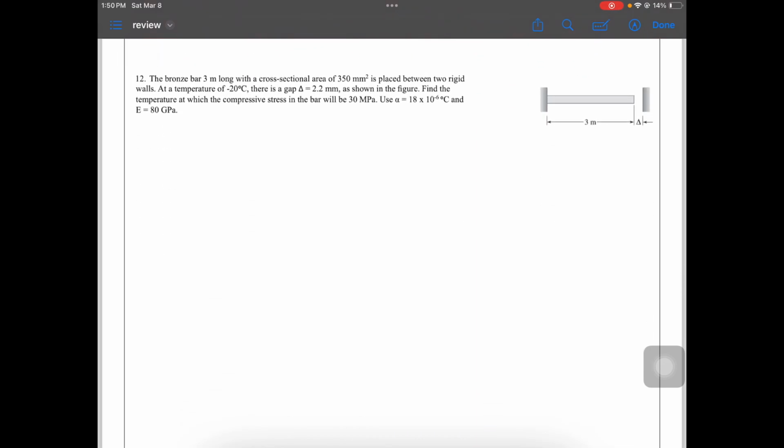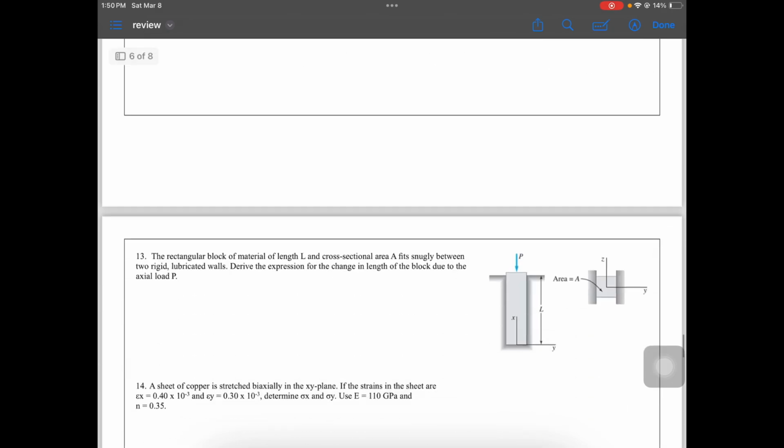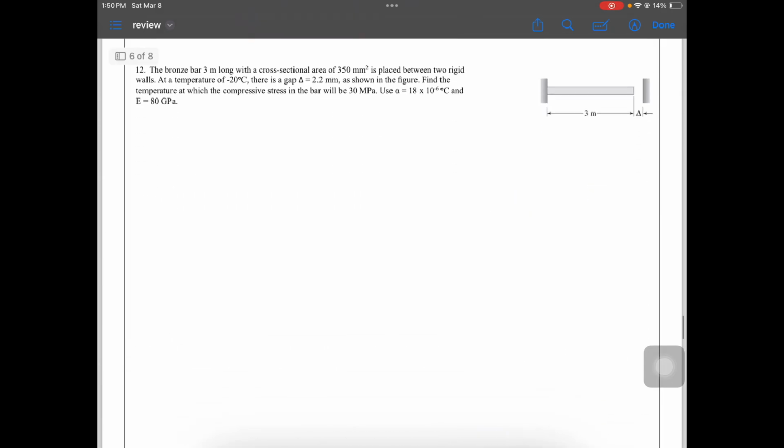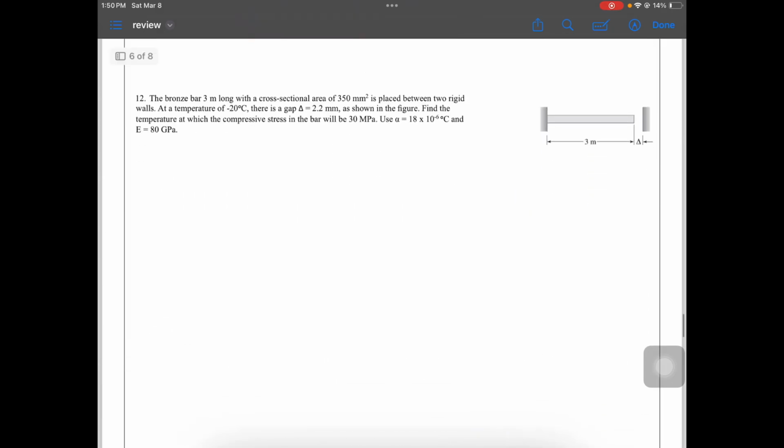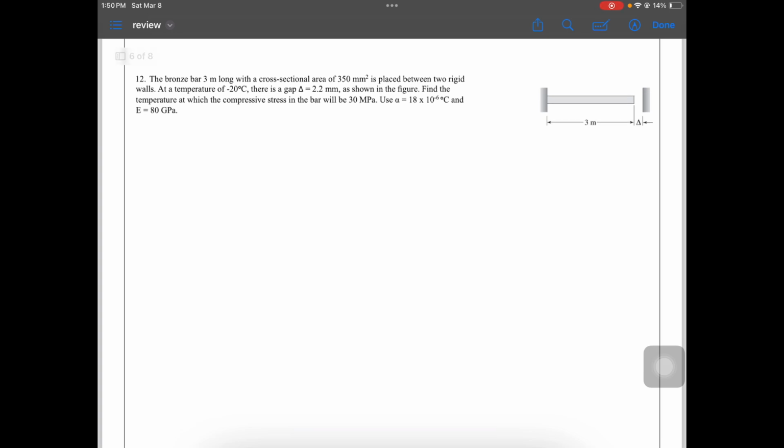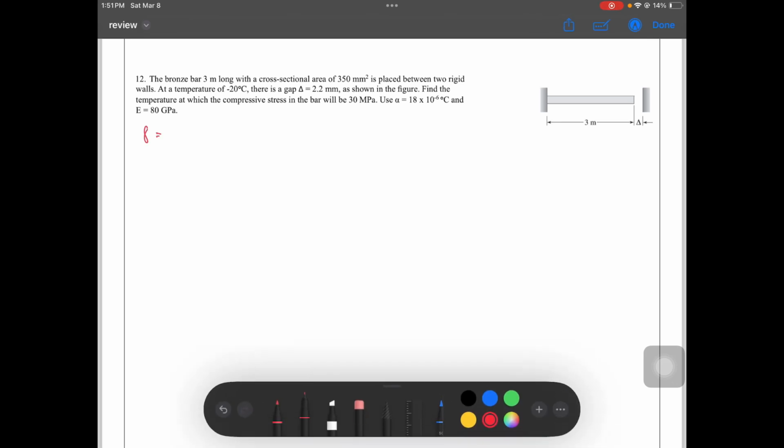So, last one is thermal stress. Meron pa ba? Simple thermal stress problem, no? So, ano yung mga equation natin sa thermal stress? Syempre, meron tayong yung elongation dahil sa thermal stress. That is yung alpha, delta T, and L.